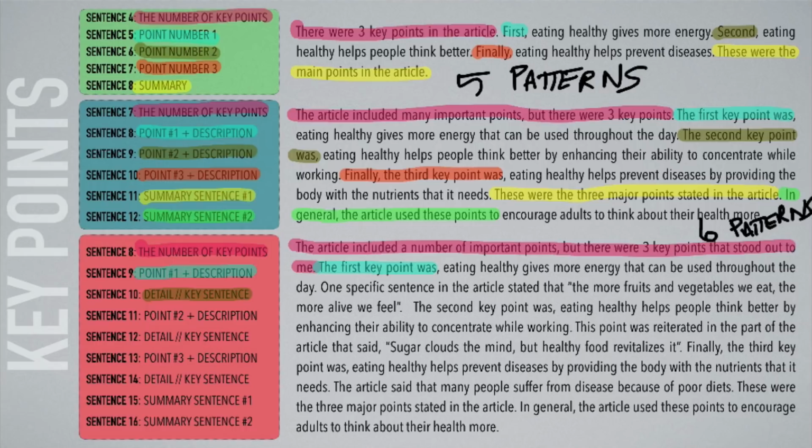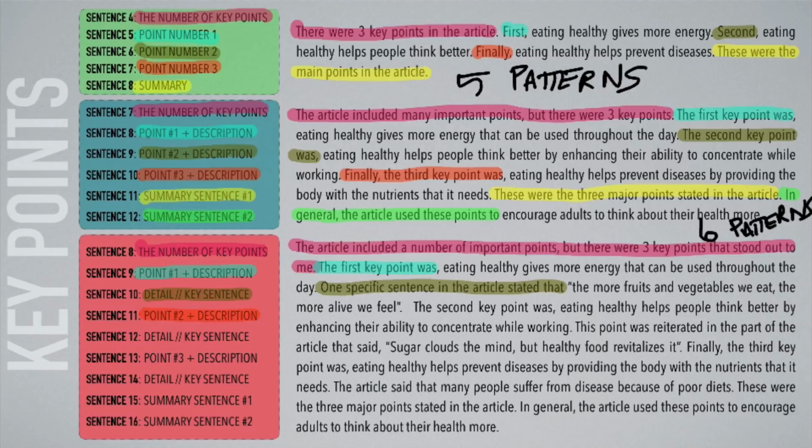All right, it says, one specific sentence in the article stated that the more fruits and vegetables we eat, the more alive we feel. Now, the pattern is "one specific sentence in the article stated that." Now, what you're going to do after this is literally write a sentence that came from the article, okay, that it was about the first key point. Okay, let's keep going. Next, point number 2 plus description.